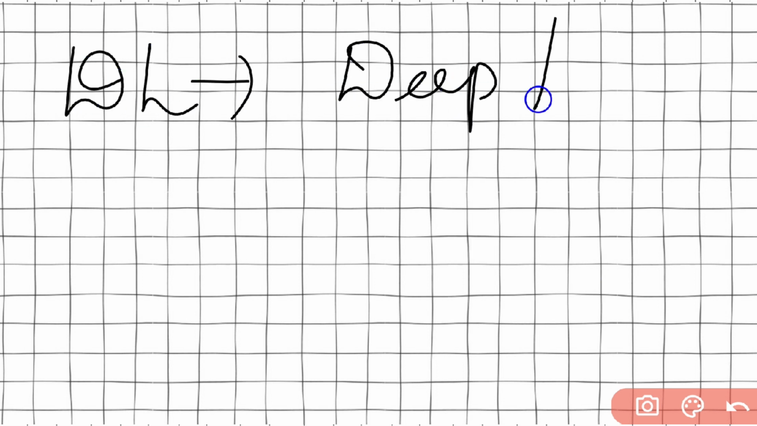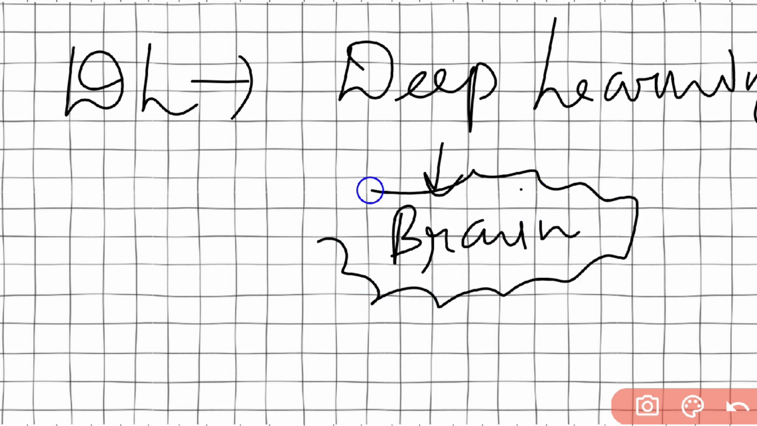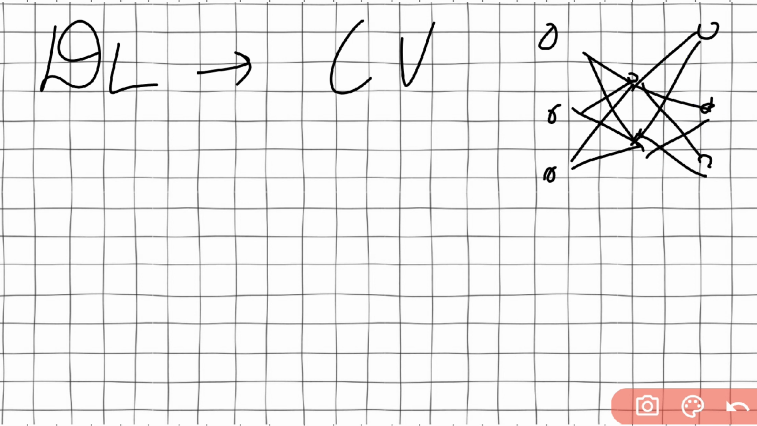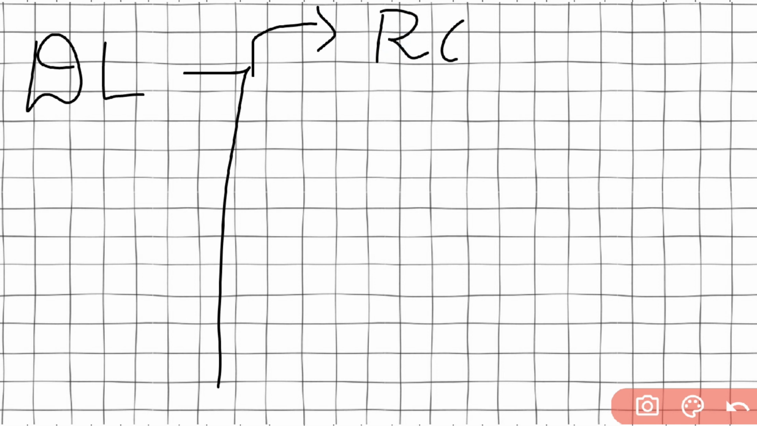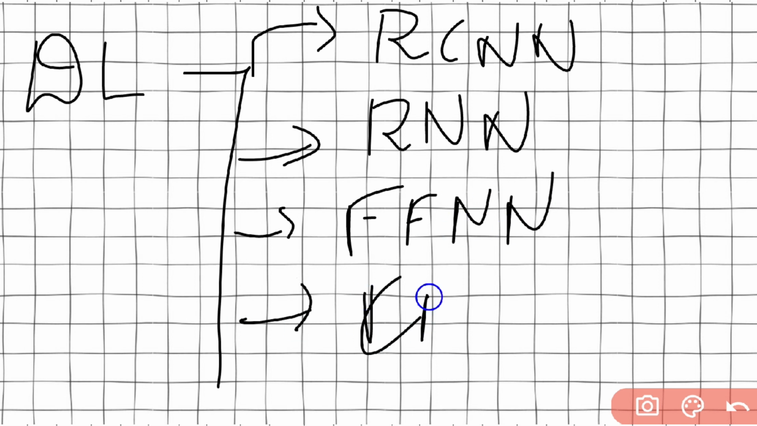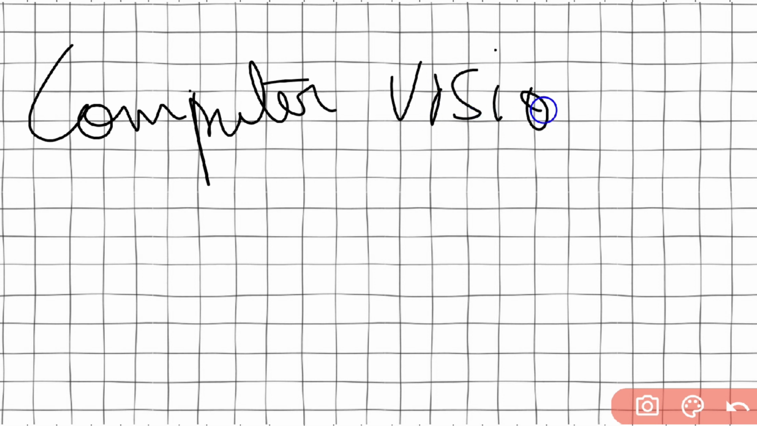Deep learning is like the brain of artificial intelligence, where using deep learning we can do lots of activities, and computer vision is one of the activities which can be performed using deep learning. And deep learning can be performed in various ways. That is, we can have various types of neural networks such as recurrent neural network, recursive neural network, feed forward neural network, convolutional neural network, etc. For computer vision we use the convolutional neural network. To understand it, that's another story for another day.